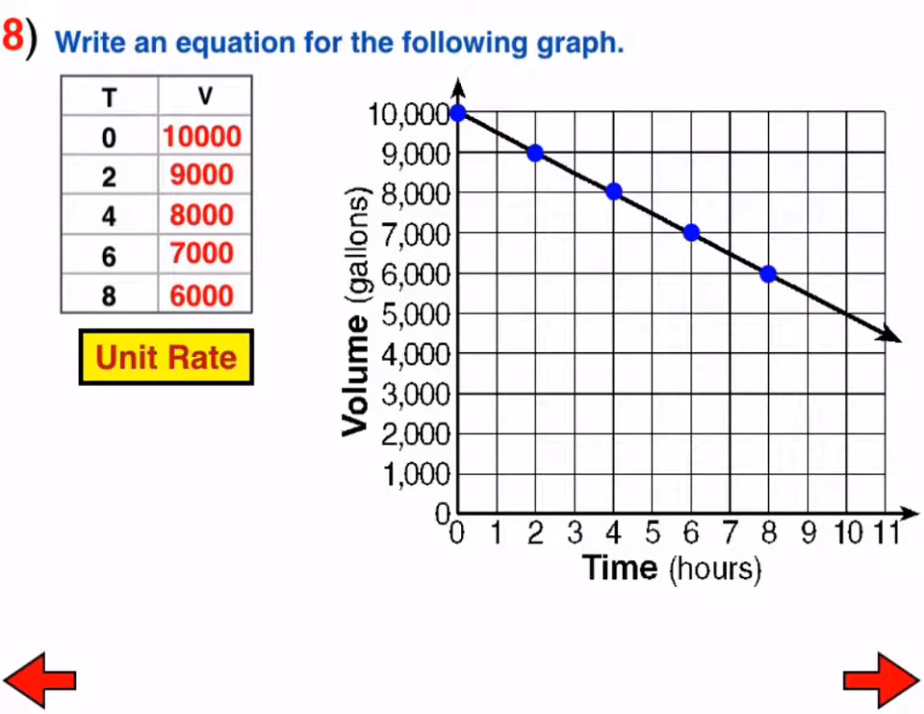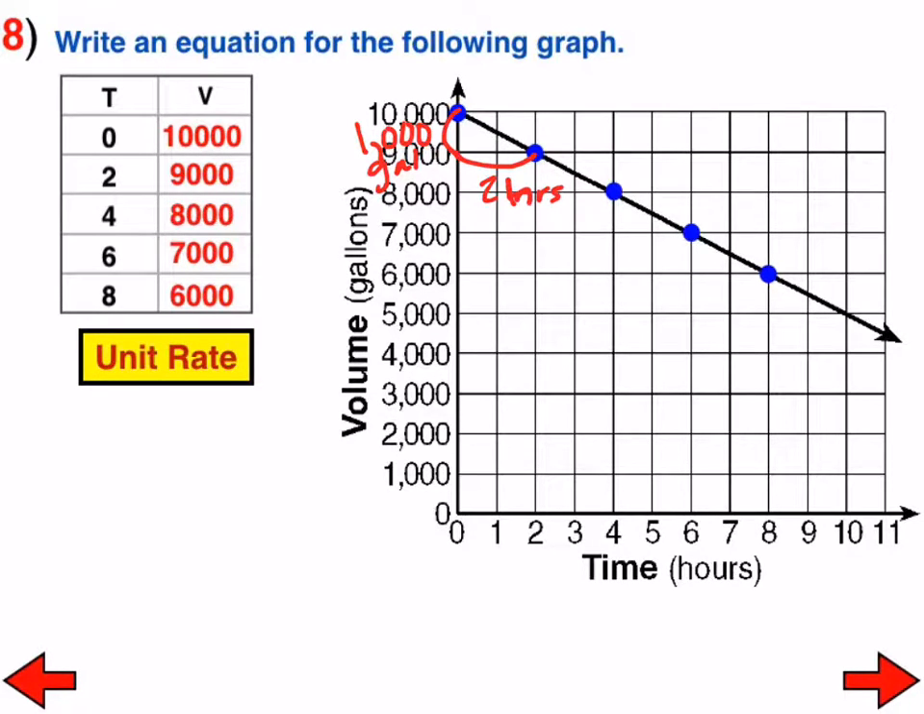Well, this time you have to be a little more careful because if I look at the graph, I have a drop of 1,000 gallons. That's 1,000 gallons. How many hours happen from there to there? 2 hours. Yeah, that's 2 hours. So this is 1,000 gallons for every 2 hours. Not 1 hour. A drop of 1,000 gallons every 2 hours.